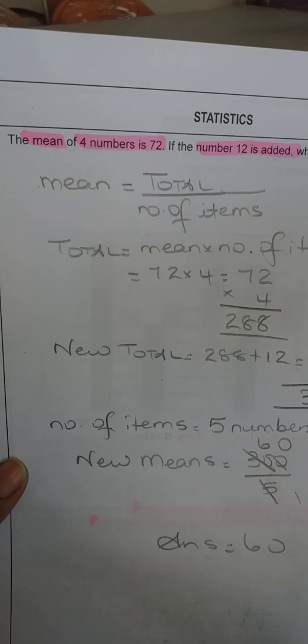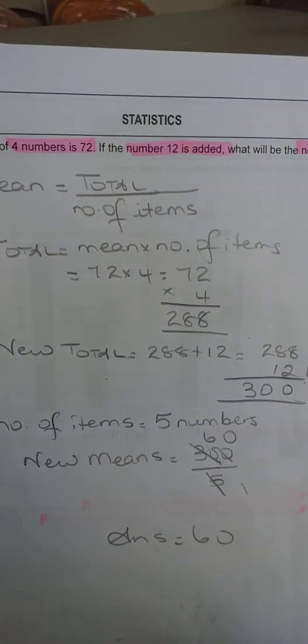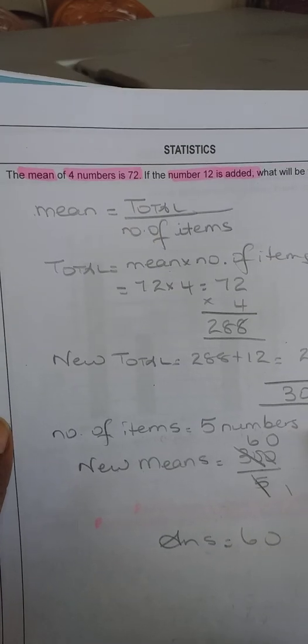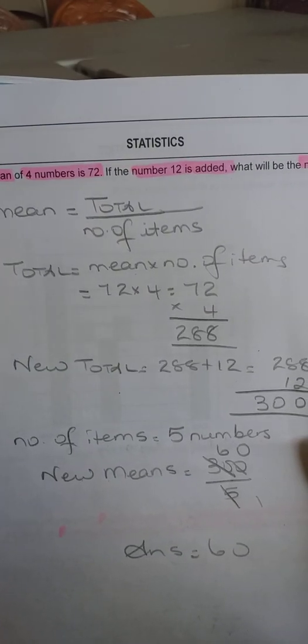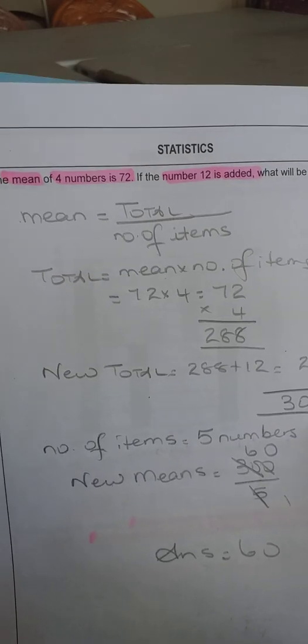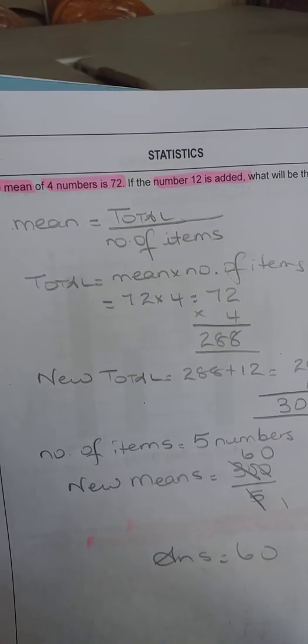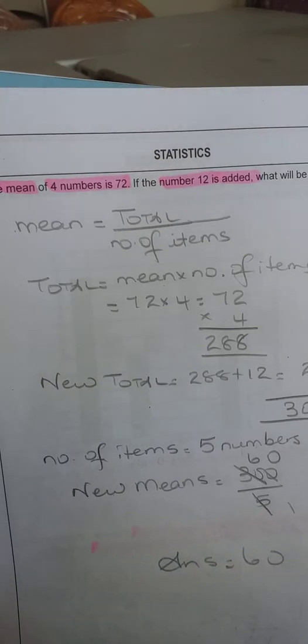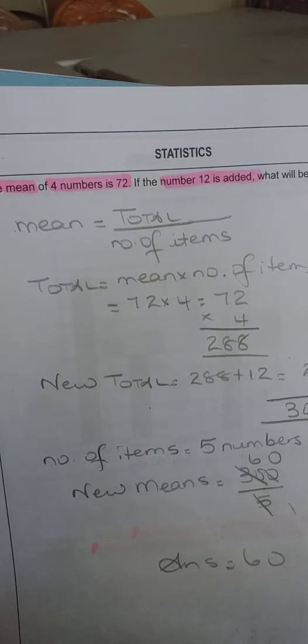Next question. I like these types of questions here. Right, and be very careful with these types of questions. The mean of 4 numbers is 72. If the number 12 is added, what will be the new mean? So they're telling me that this time I don't have to work out the mean, right? They gave me the mean. They said the mean of 4 numbers is 72. And then they added a new number, 12. What is the new mean?